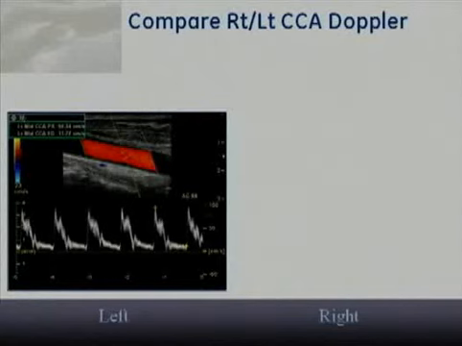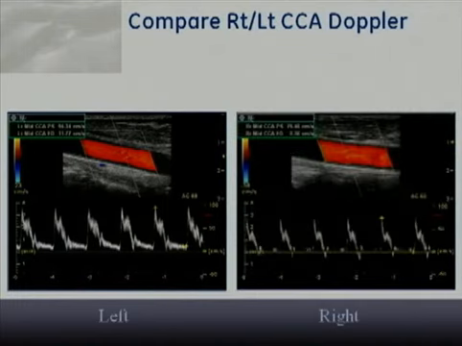Now, another important aspect of the carotid Doppler exam is comparing the waveforms between the right and left side, especially for the common carotid artery. Here on the left side, we see a normal appearing carotid Doppler waveform. On the right-hand side on this patient, you can see it's higher resistance with an absence of end-diastolic flow.